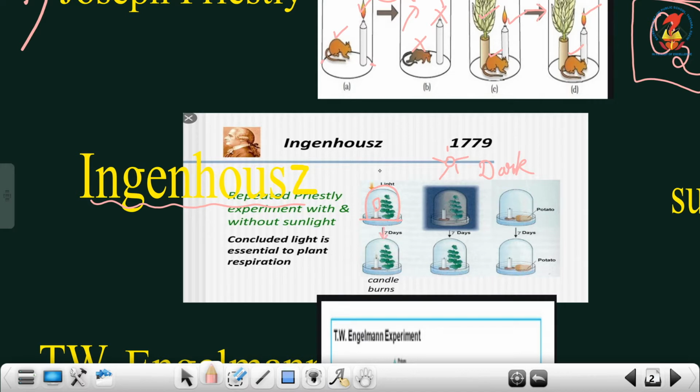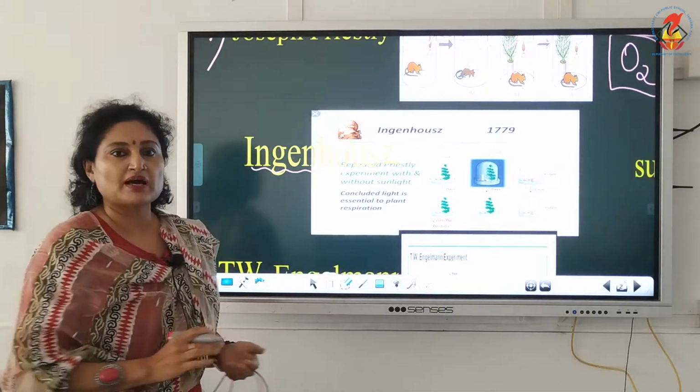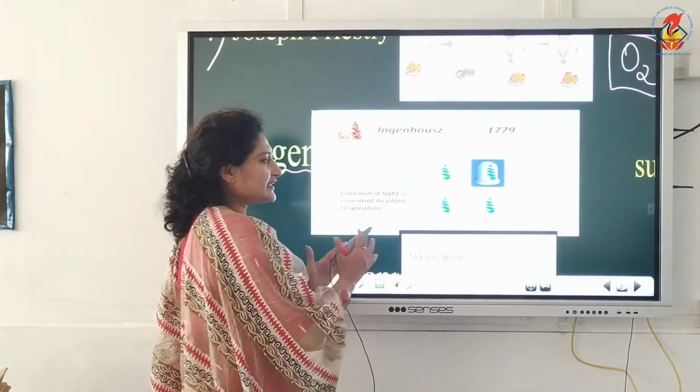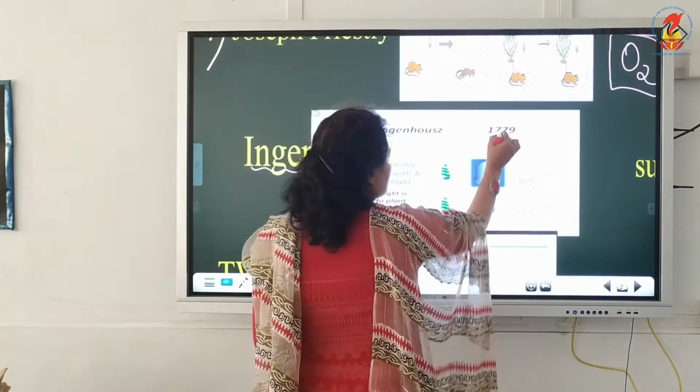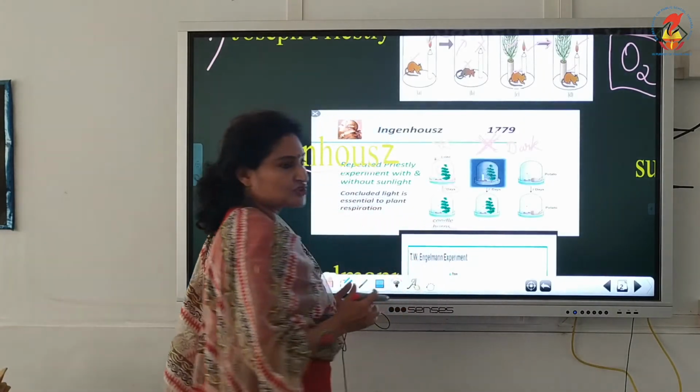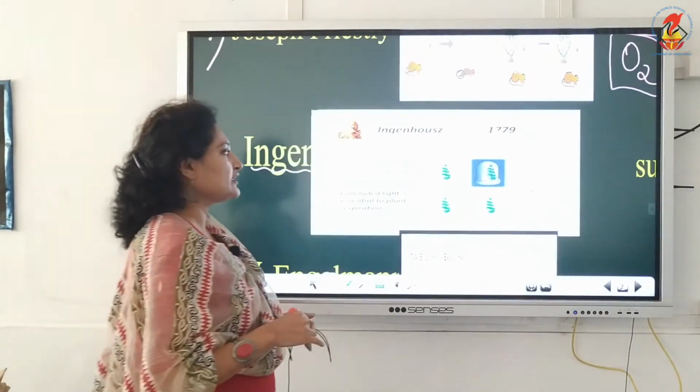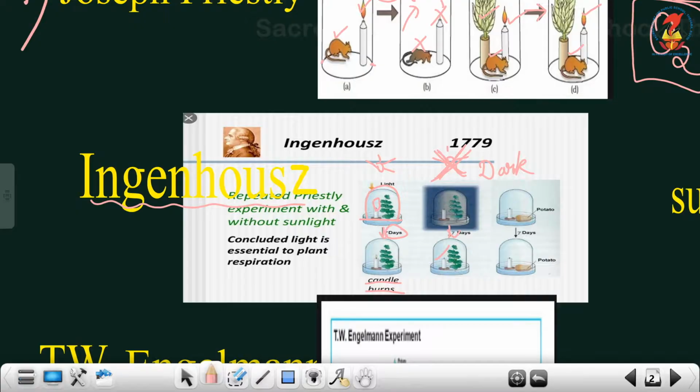It was left in the sunlight for 7 days, and the candle continued to burn and the plant was alive. But the very same setup he put in the dark room. He did not expose it to light, and he found that after 7 days the candle got exhausted and the plant got wilted. So he understood that sunlight is very essential for photosynthesis.